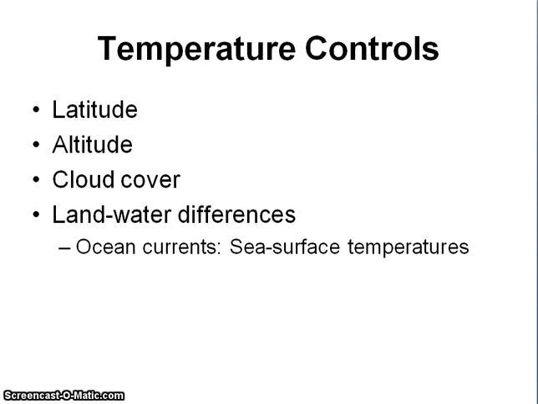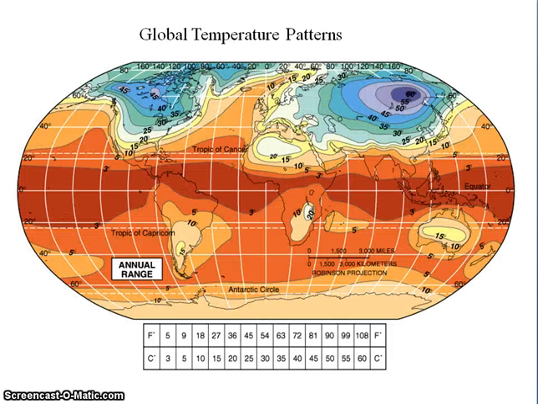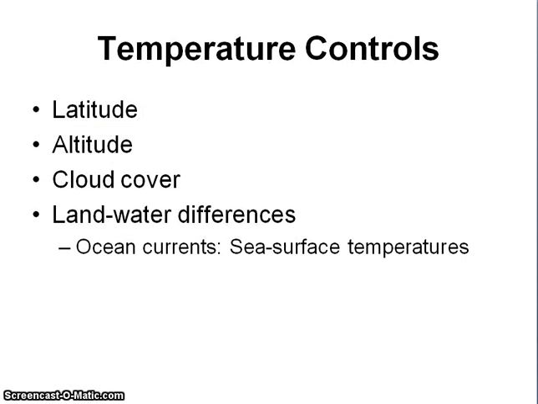So what's causing that? Well, when we look at temperature controls worldwide, the first thing you want to remember is that latitude is the primary actor here. So you could generally say temperature gets colder as you move up in latitude or down in latitude from the equator. The second temperature control is altitude. So higher land masses, so mountain areas, are going to have cooler temperatures than lower land masses.